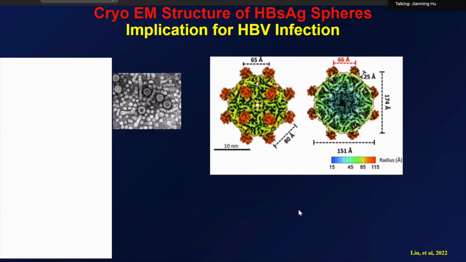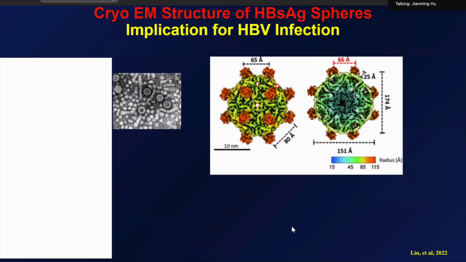So here, I just want to bring out some recent structural studies that a collaborator of ours and us published recently through cryo-EM methods. It's been known for a long time that HBV produces a huge amount of spheres and filaments, which, in fact, are the basis of the first generation HBV vaccine. But we actually did not have a high resolution structure until very recently.